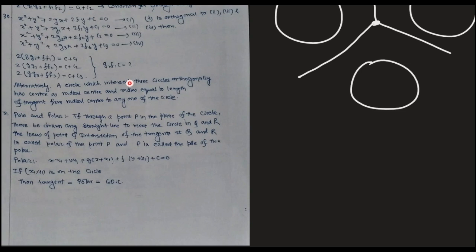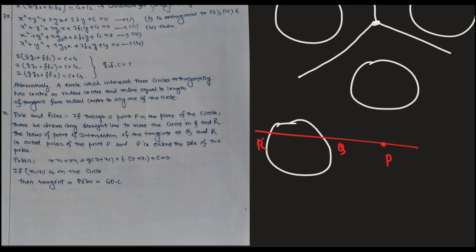So suppose I am taking one circle here, and what they say, if through a point P in the plane of the circle there be drawn any straight line to meet the circle at the points Q and R. So through this point P I am taking the line intersecting at the points Q and R. This point is Q, this point I am considering as R. So through the point P I am drawing any line which intersects my circle at the 2 points. Now what will happen after that?